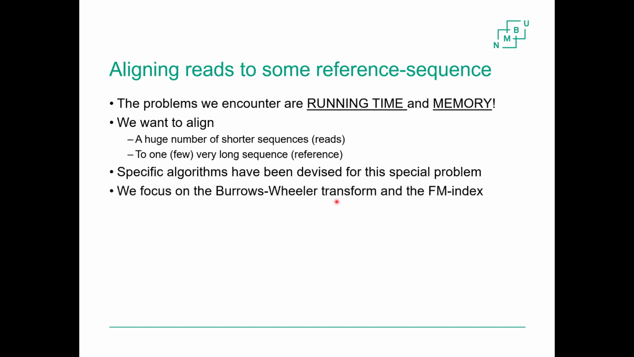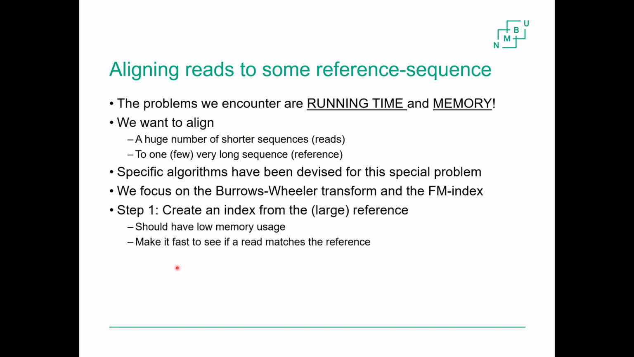So let's have a look at the Burrows-Wheeler transform idea now, which is one way of solving this, and a popular way, I would say. So that's the focus of this Burrows-Wheeler transform and the FM index. Why is this a smart approach to solving this particular problem? First of all, we can see it as a two-step procedure. First, we create an index, which is a sort of database, and we create this from the long reference sequence. So that's the first step.